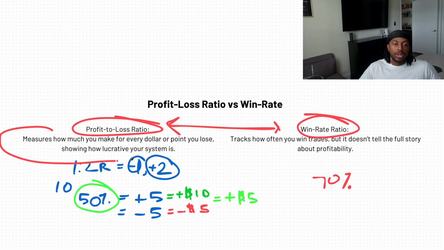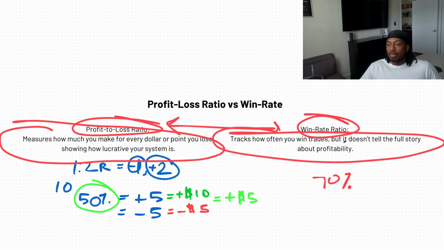Profit to loss ratio is far more important. It measures how much you make for every dollar or point you lose, showing how lucrative your system is. Where win rate just tracks how often you win trades, but it doesn't tell you the full story, right? So overall, I would say both are important. And the way that I personally view it is win rate actually helps you keep a healthy mentality, right? No matter what anybody says, to a degree, we do not like losing a bunch, even if we know that this is a probabilistic game.